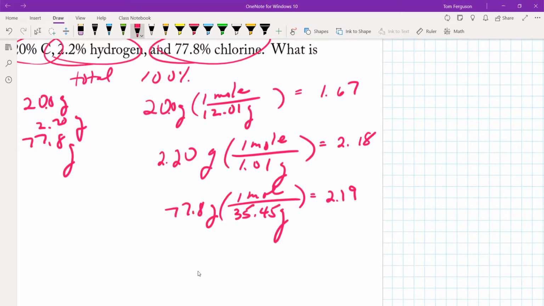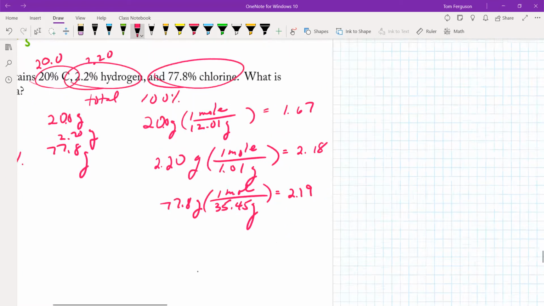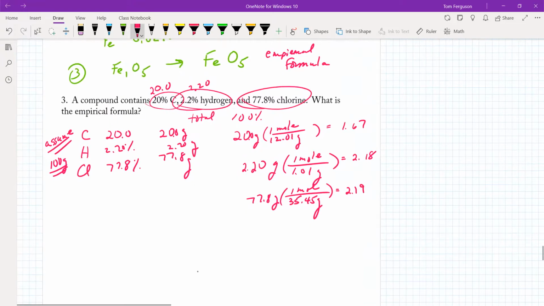Okay, so we're going to divide. That would be step 1. And 1.67 is the smaller of the 3. So we're going to be dividing that into 218 and 219, which are basically the same. And that's 1.3.